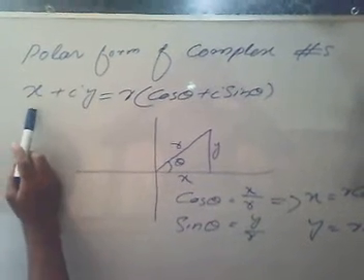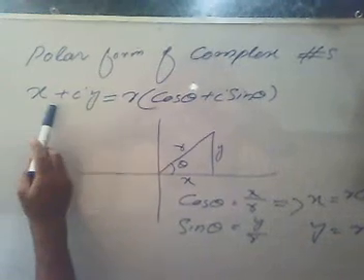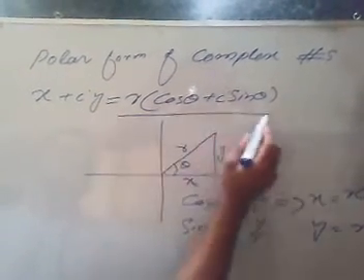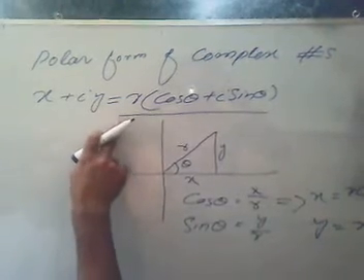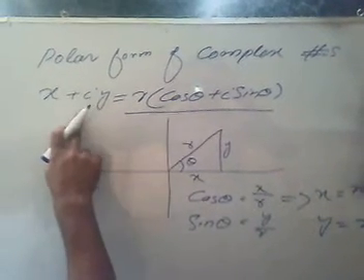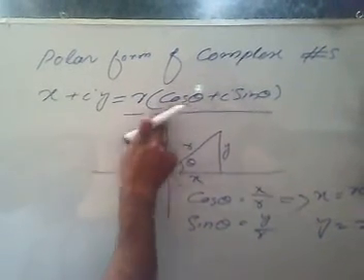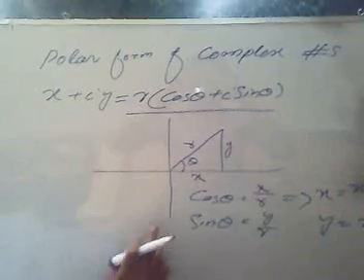Today we will learn the polar form of complex numbers. You know that complex numbers are of the form x plus iota y, and we represent that complex number as a function of r and theta, and this is how it is done.